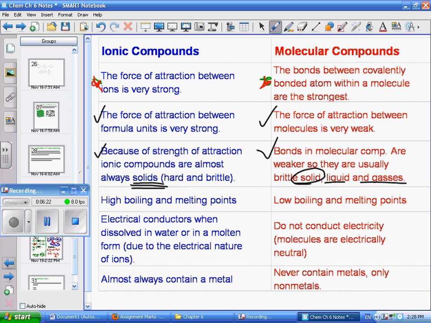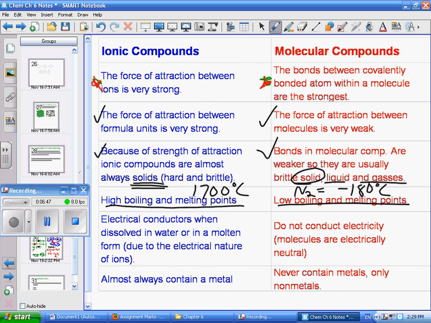Next, because these bonds are so strong between ions, we have tremendously high boiling points. How high? A lot of ionic compounds can boil at 1700 degrees Celsius. How low are these boiling points in the covalent substances? For example, liquid nitrogen boils at, I think it's about minus 180 degrees Celsius, give or take 10. Okay, so that's really, really low.